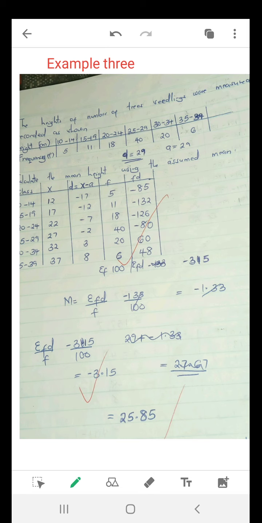I mean the accurate mean now. But here you don't have x, and the question is, calculate the mean height using the assumed mean. So, just like the first example, you have not been given the assumed mean, so you have to take the assumed mean of your own.